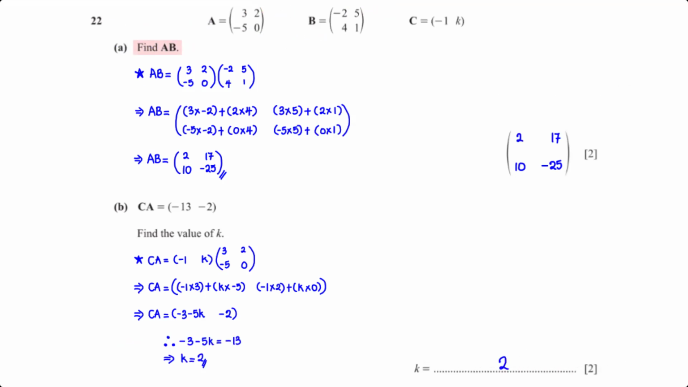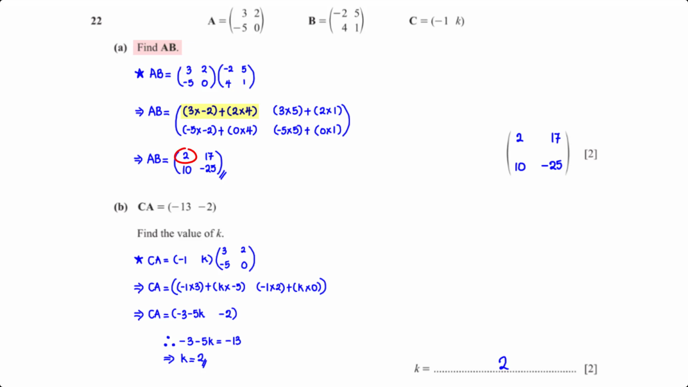Find AB. Matrix A and matrix B are 2 by 2 matrices. And so when we multiply these matrices, the resulting matrix would also be a 2 by 2 matrix. To get the number in this position, we multiply the elements in row 1 of matrix A with the elements in column 1 of matrix B.